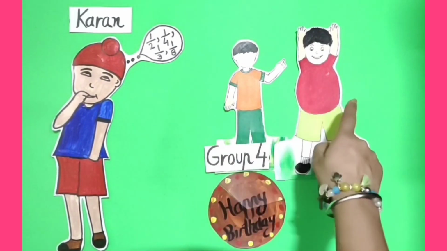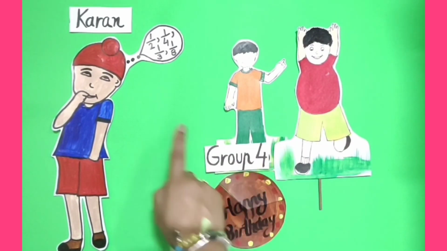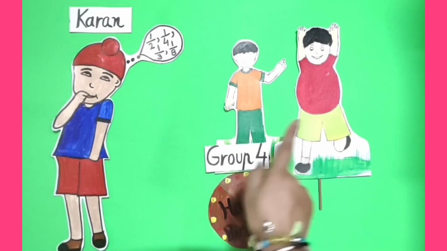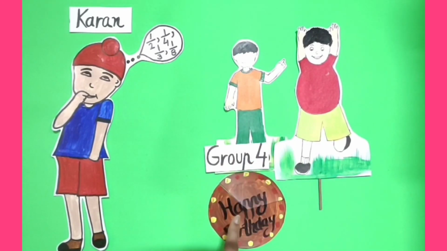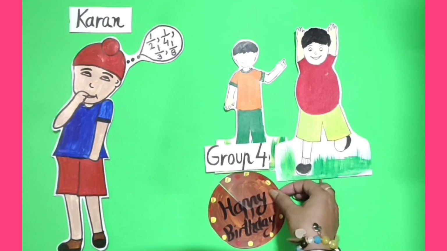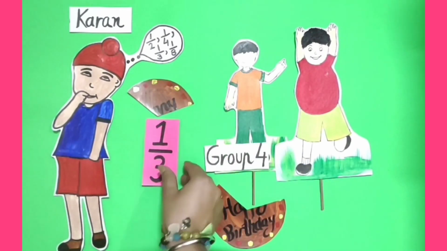There are 2 children in group number 4. If Karan joins them, they will be 3 in total, and the cake will be divided into 3 equal parts. So Karan will get 1/3 of the cake.